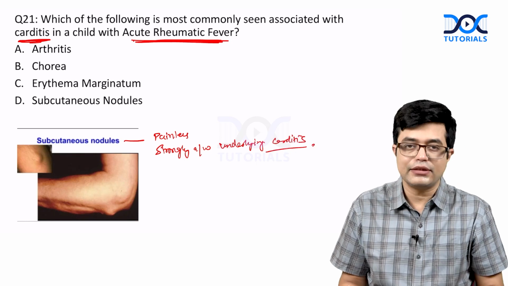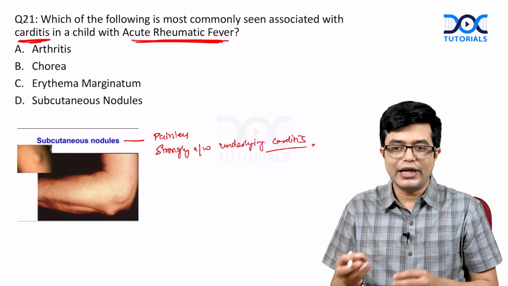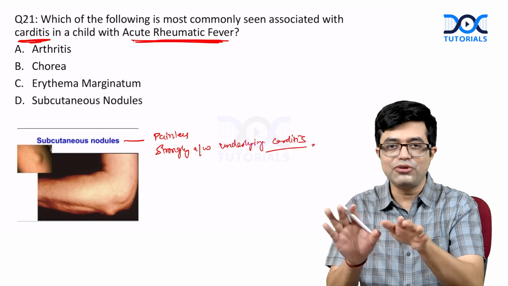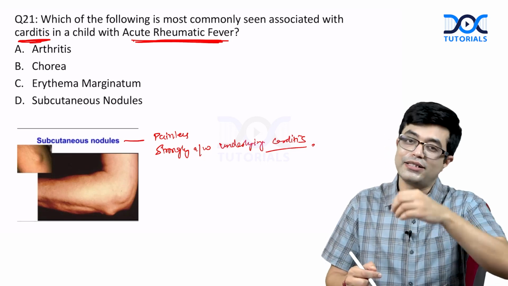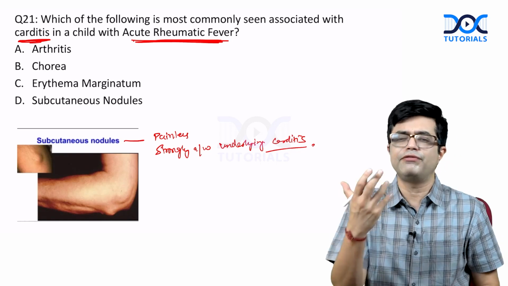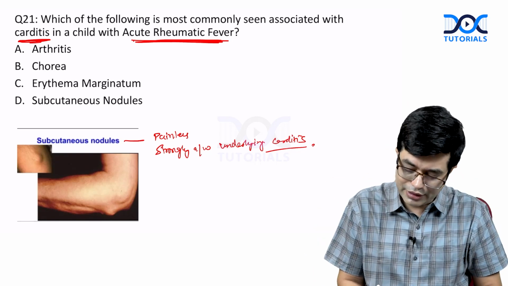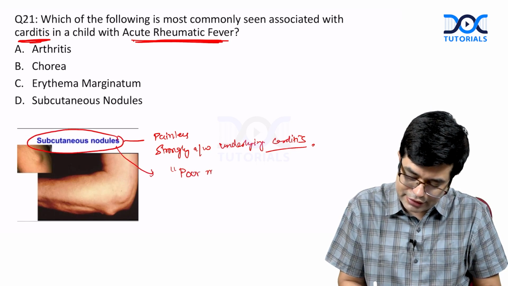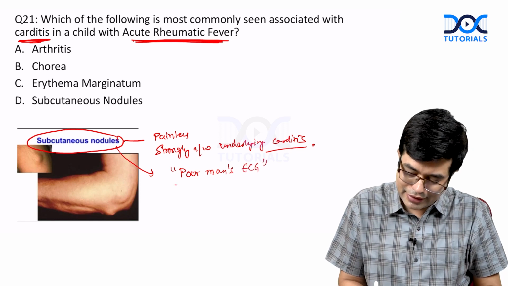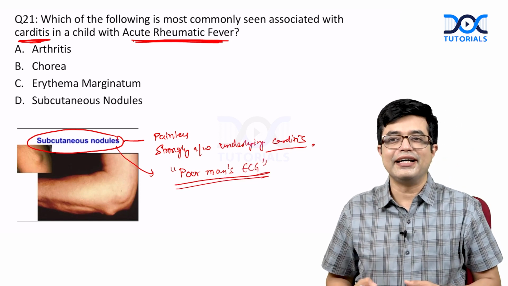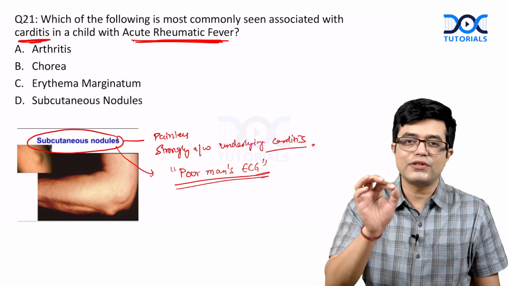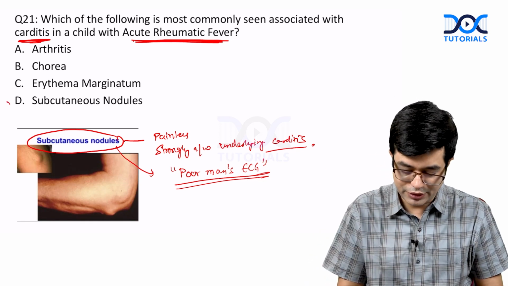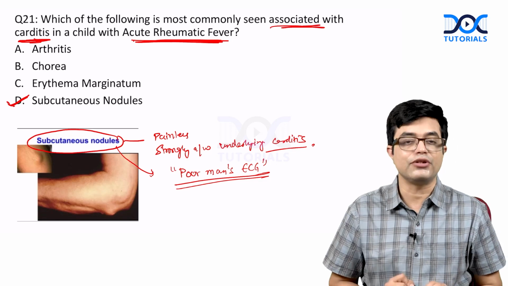In older times, ECG was not available at most places. So any child who had a subcutaneous nodule in rheumatic fever, we would assume that we don't need to check for prolonged PR interval or ECG. The child has for sure some cardiac involvement even if the features are not present, even if asymptomatic. So subcutaneous nodules were earlier known as poor man's ECG. What is poor man's ECG? What it basically means is that if ECG is not available, the presence of a subcutaneous nodule indicates cardiac involvement in the patient. Understood? So the answer here is subcutaneous nodule, strongly associated with carditis.